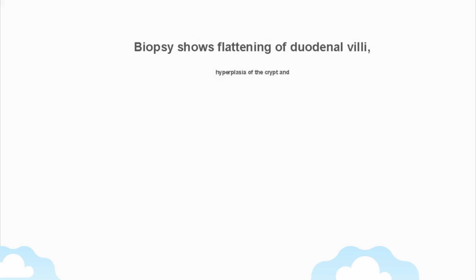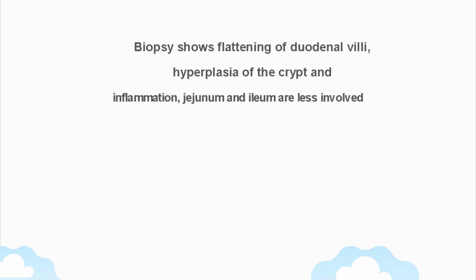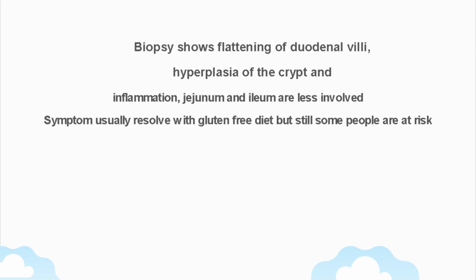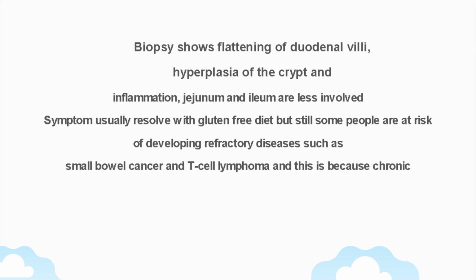Biopsy shows flattening of duodenal villi, hyperplasia of the crypts, and inflammation. The jejunum and ileum are less involved. Symptoms usually resolve with a gluten-free diet, but still, some people are at risk of developing refractory disease, such as small bowel cancer and T-cell lymphoma. This is because of chronic inflammation and immune system activation.